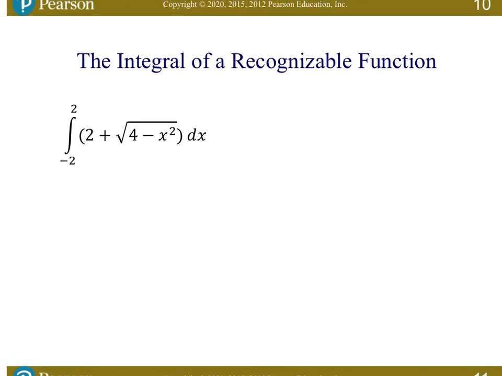Even though there's a 2 here, this is still a recognizable curve. All the 2 does is shift the semicircle up 2 units. So now my semicircle is moved up, and my semicircle now looks like this. And the semicircle itself is sitting on top of a rectangle.